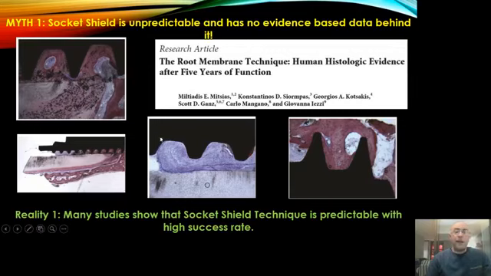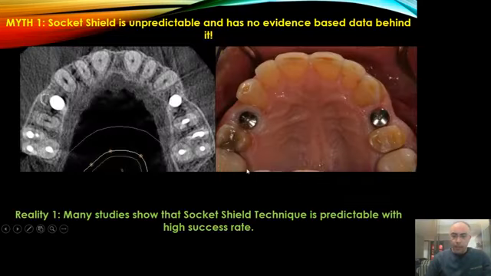So this is after 5 years of function, and they're just showing we have successful integration. Personally, I'm very proud of this case. I had this split mouth with this patient. I had this premolar number 5 and the other premolar number 12. Both we did immediate implants.